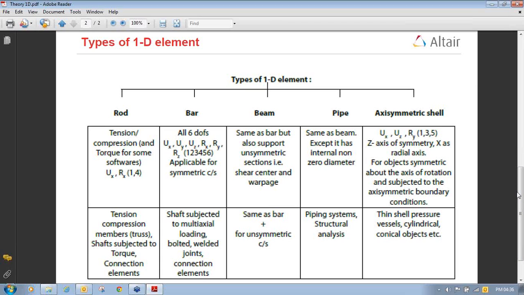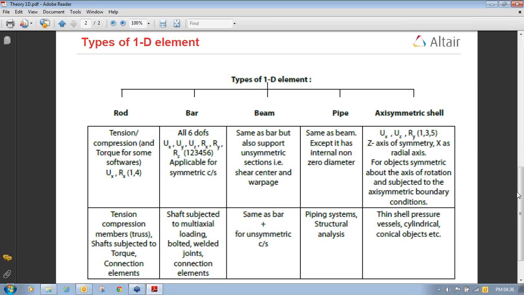That means it supports translation along any particular axis, and in some software it also supports the torque, that is twisting movement. Its practical applications are tension compression members like truss and shaft subjected to torque, connection of elements. So these are some practical applications of rod element.